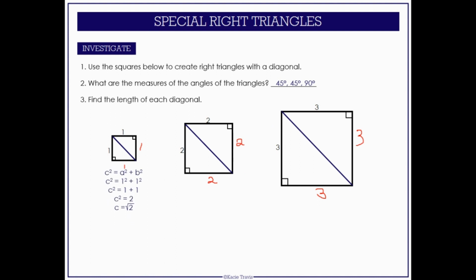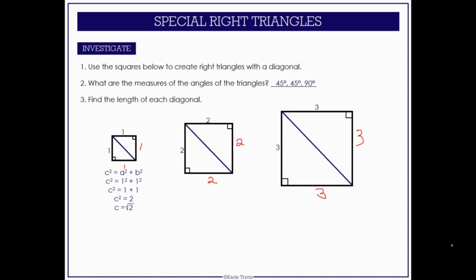We know that this is c squared equals a squared plus b squared. For the first one, our a and b are both 1. We got 1 squared plus 1 squared, which is 1 plus 1. 1 plus 1 is 2. So c squared equals 2, which means that c equals the square root of 2, because that would be the only thing that's left. We got to take the square root to get c by itself.